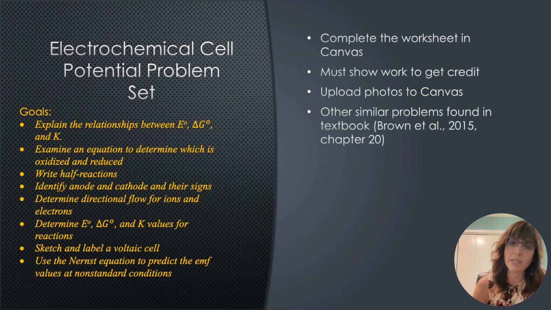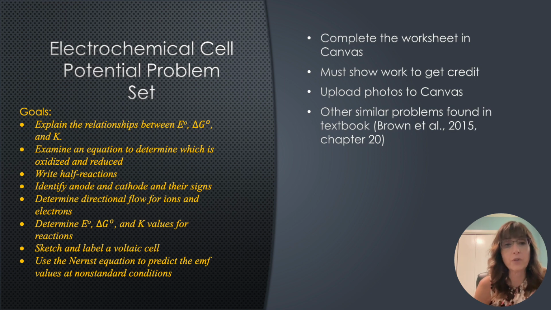So what is the point of this problem set? What are your goals? I want you to be able to thoroughly explain the relationship between E, delta G, and K. How do they all interrelate, and how do we calculate all of them? You're going to examine an equation to determine which is oxidized and which is reduced. We're going to review writing half reactions. You're going to identify anodes and cathodes and their signs, positive, negative, that kind of a thing.